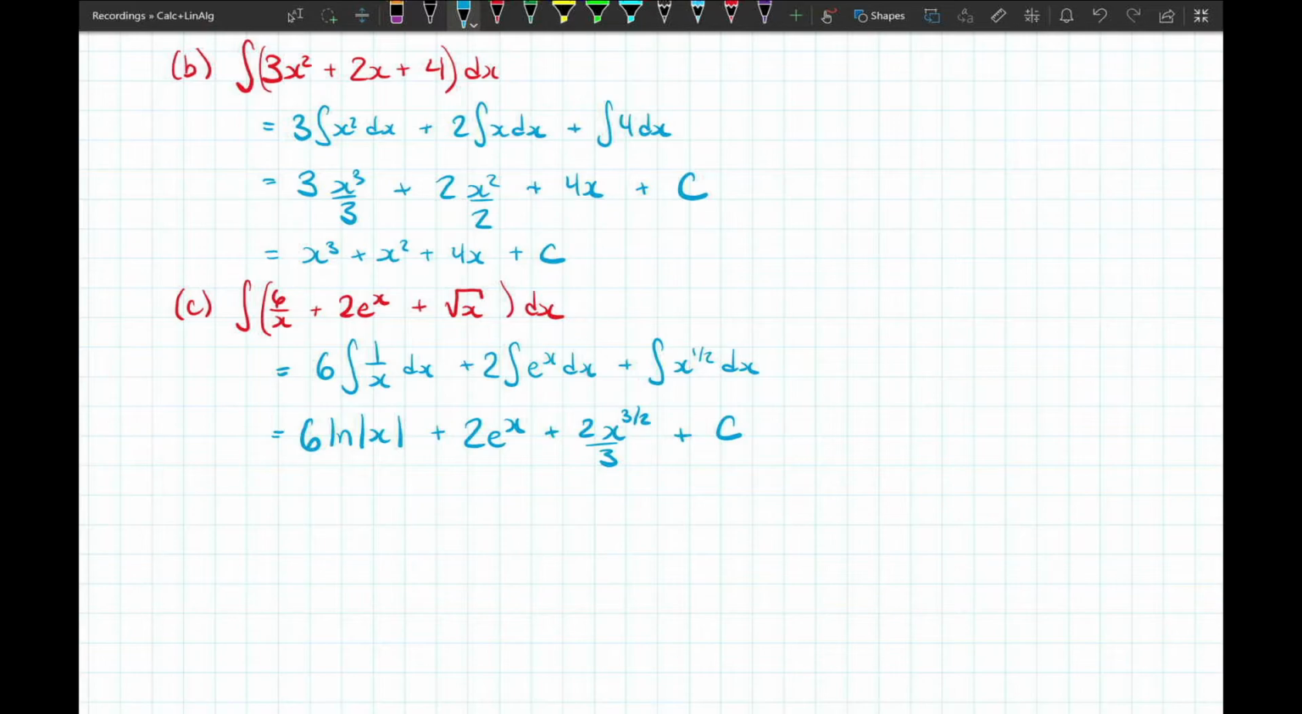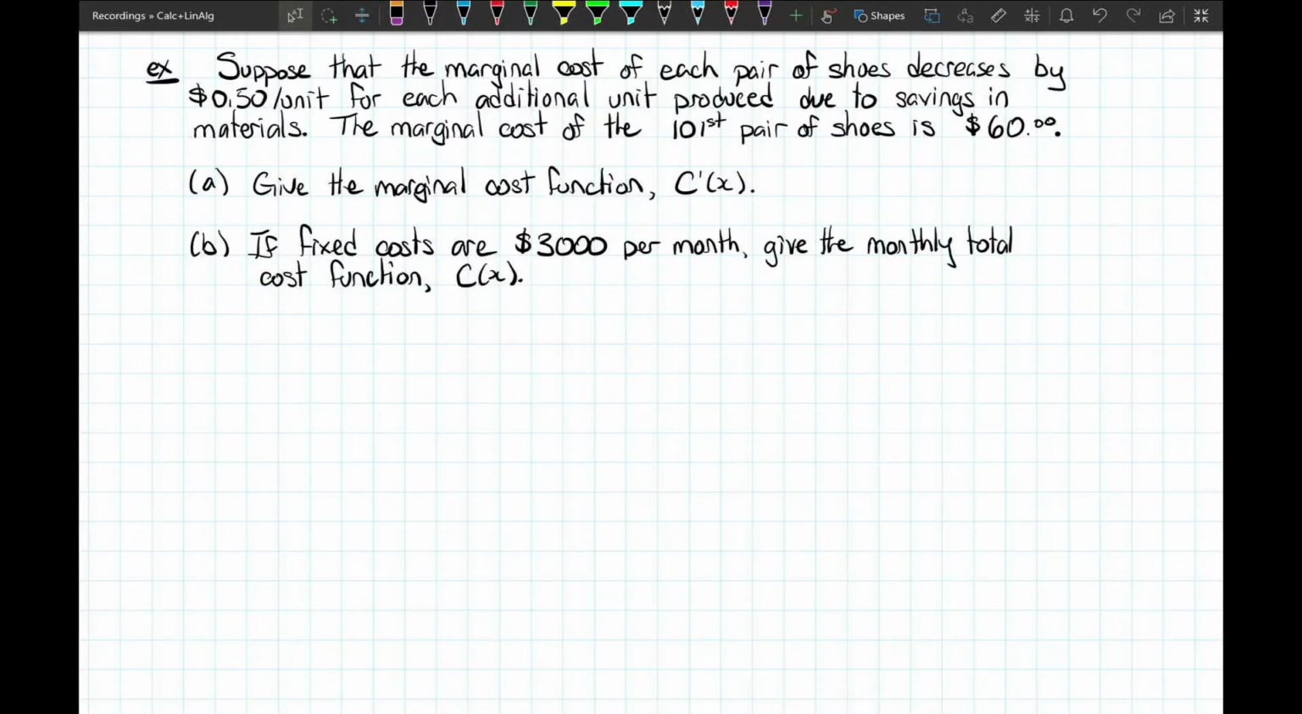All right, well, let's try an application of this with respect to economics. Let's suppose that the marginal cost of each pair of shoes decreases by 50 cents a unit for each additional unit produced due to some savings in the materials to produce the pair of shoes. And let's say that the marginal cost of the 101st pair of shoes is $60. All right, well, let's give the marginal cost function, and then let's take a look at looking for the monthly total cost function if we are given fixed costs of $3,000.